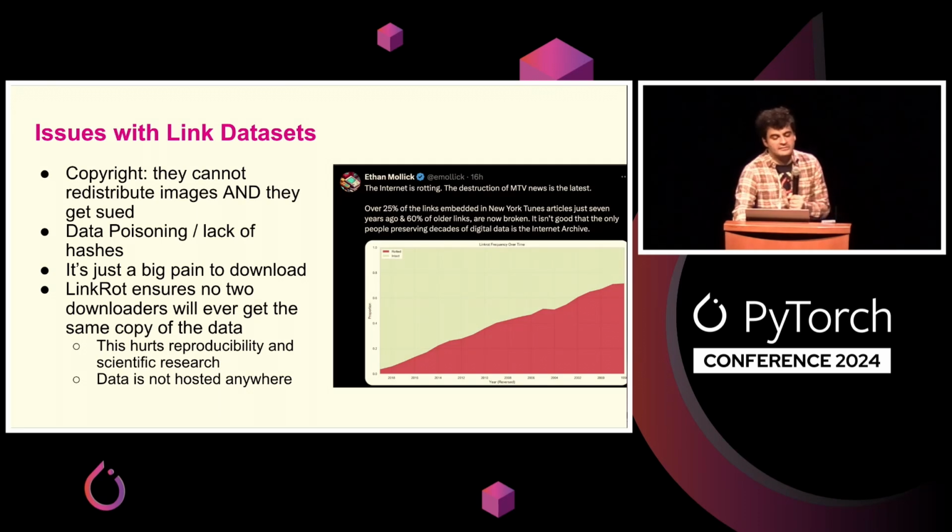And the issue we mentioned before, with linked data sets, is you cannot redistribute the images easily, because that's probably, even under the more generous interpretations of the current law, not the best thing to do. Your data can be poisoned, and this has actually happened in the wild with LAION data. Some of the original LAION data has been poisoned by people. It's also just a big pain to download, and websites might block you because they don't want to pay for the bandwidth cost of downloading their own data for these data sets. And link rot ensures that no two downloaders, given enough time between the downloads, will ever get the same data twice. And that's entirely separate from whether the download succeeded or not. This hurts reproducibility. Data is not hosted anywhere.